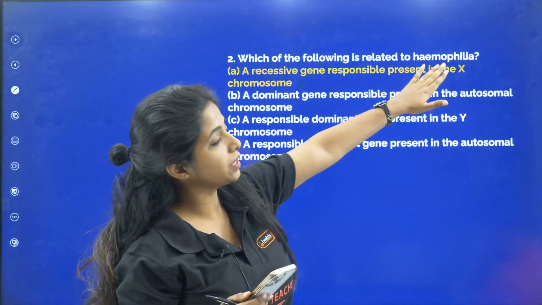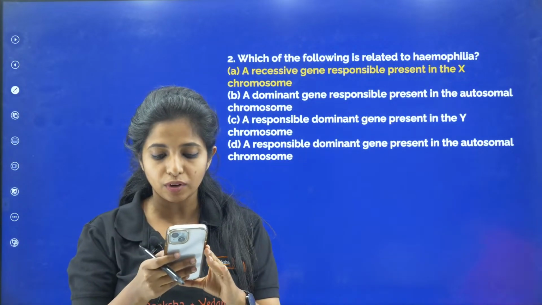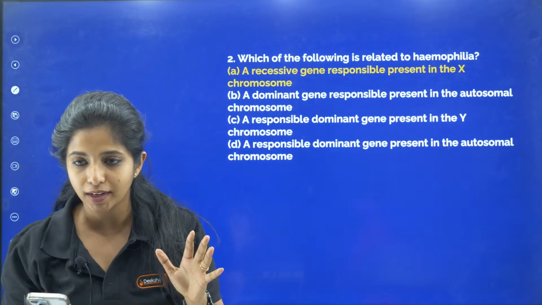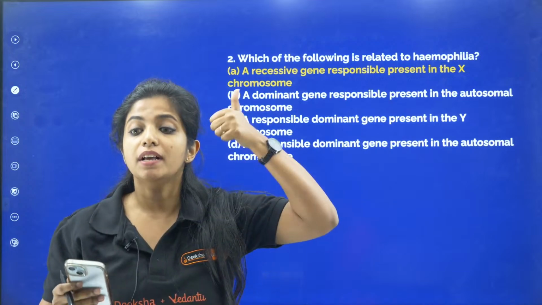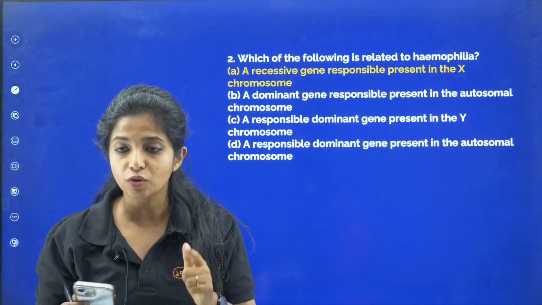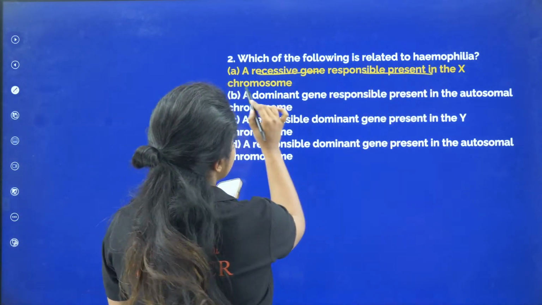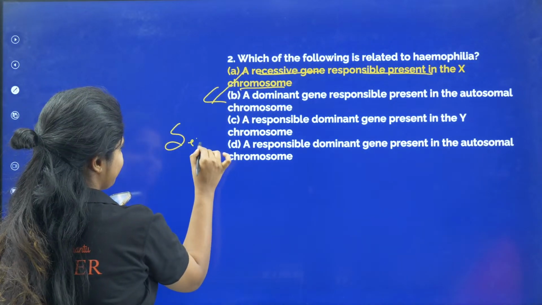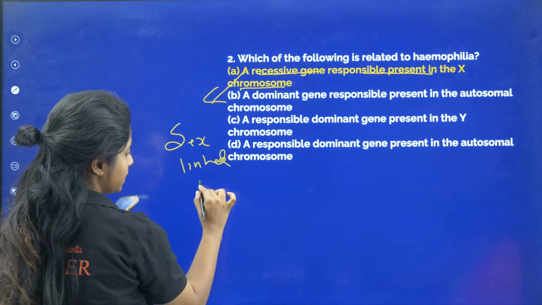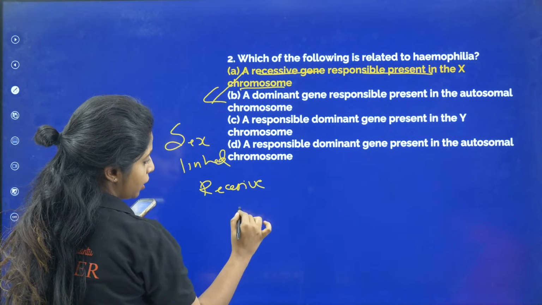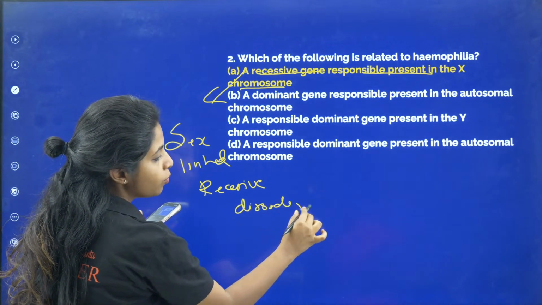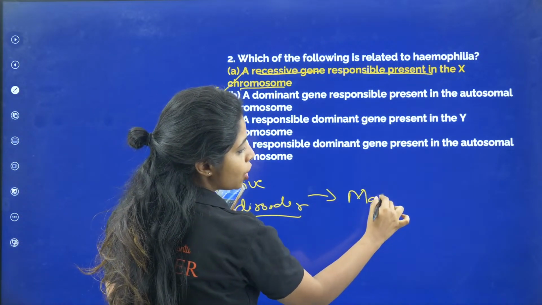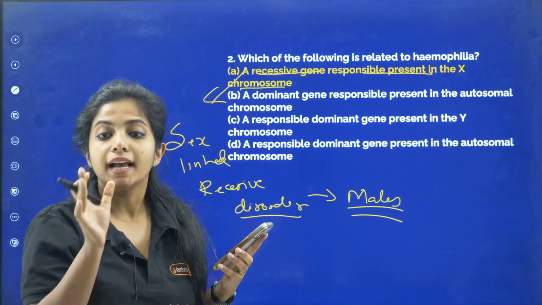Which of the following is related to hemophilia? My dear children, whatever you remember about hemophilia, you have to talk about that. Always remember, it is a recessive gene disorder, not autosomal, sorry, it is sex linked. It is a sex-linked recessive disorder. Now, who are more affected? It would always be males who are more affected than females.